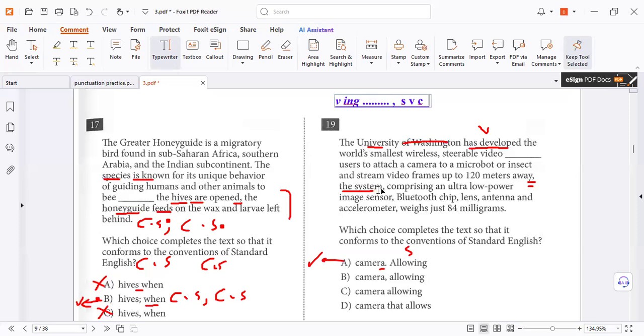You see? The system and then present participle phrase here produce. So the system is the subject of the second sentence. Because what is allowing users to attach a camera to the system? Can you imagine it?